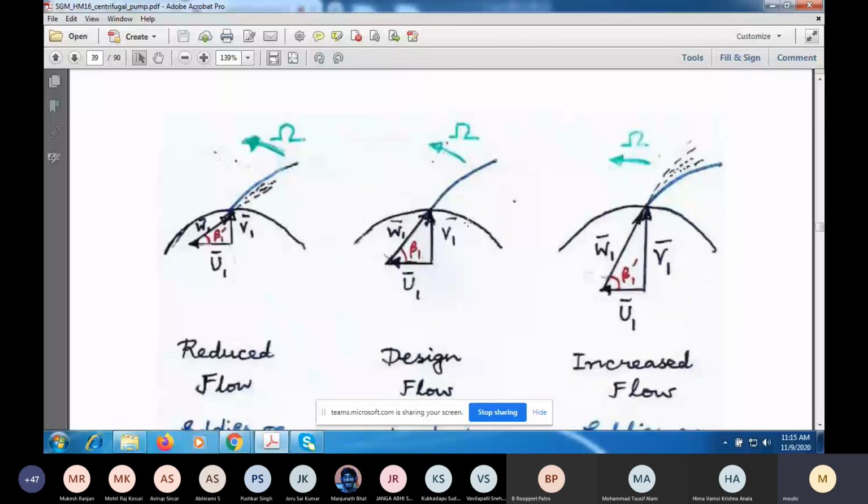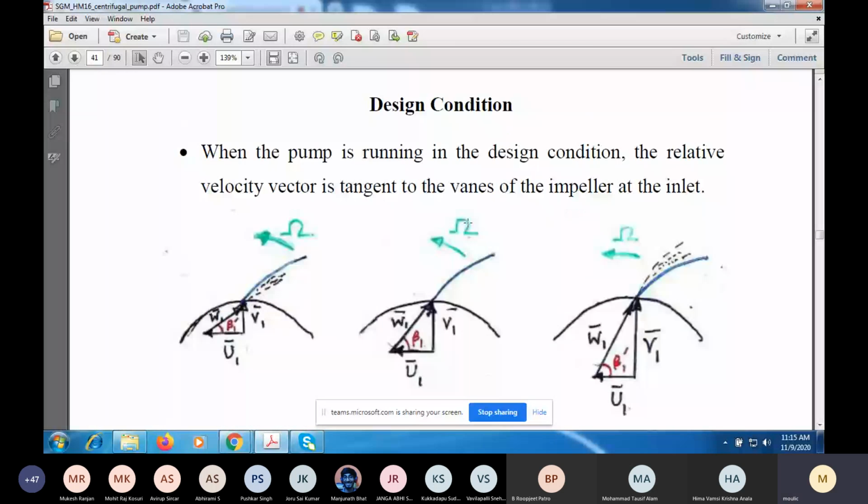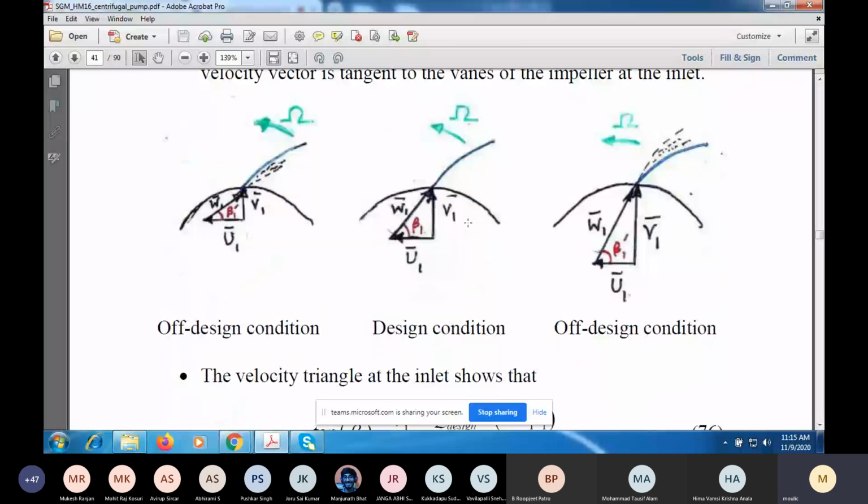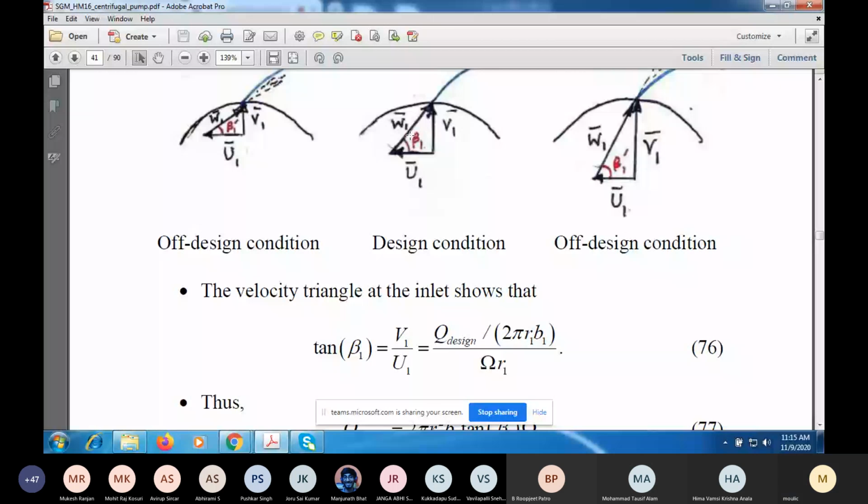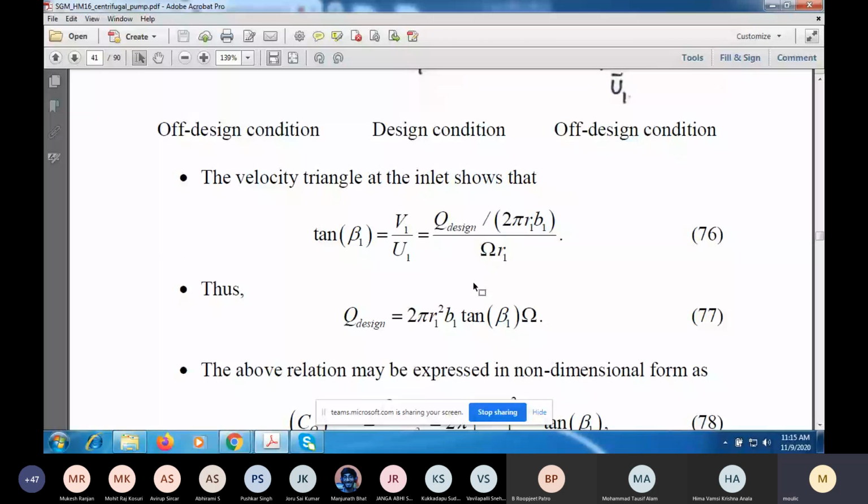So to find the design condition, look at this velocity triangle and see that tan of beta is V1 by U1. And V1 is the design flow rate by 2 pi R1 times the blade width, and U1 is omega R1. So I can rearrange this equation and write the design flow rate as a constant which depends on the geometry of the blades, times omega. So for each omega, there will be a design flow rate. If you change the speed of the impeller somehow, then the design condition will change.